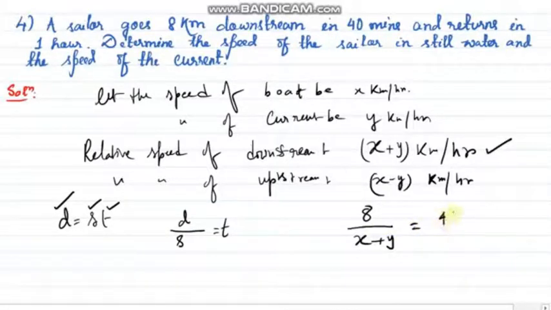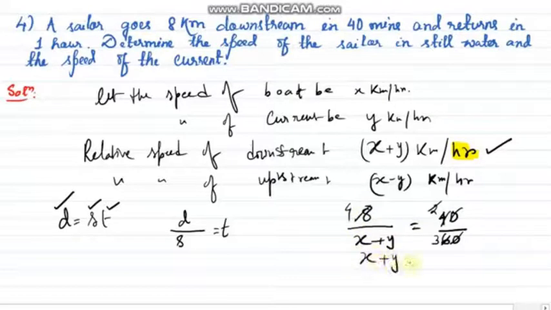Please be very careful. Don't write equals 40, because we are doing the sum in our unit. So you need to convert the 40 minutes to hours, so it will become 40 divided by 60, hence it will become 2 divided by 3. So if I simplify, I will get x plus y equals 12, right?